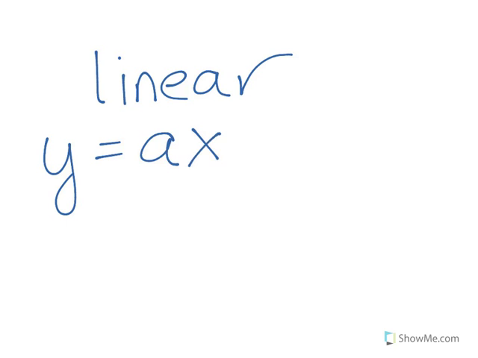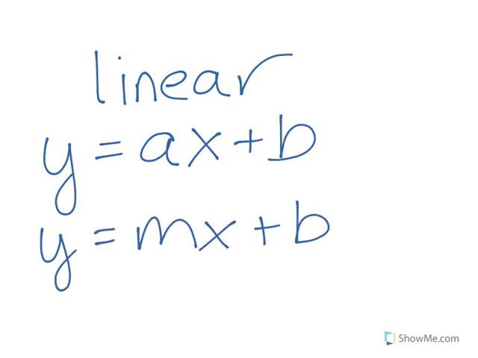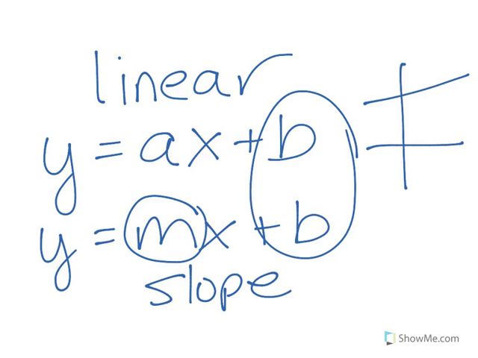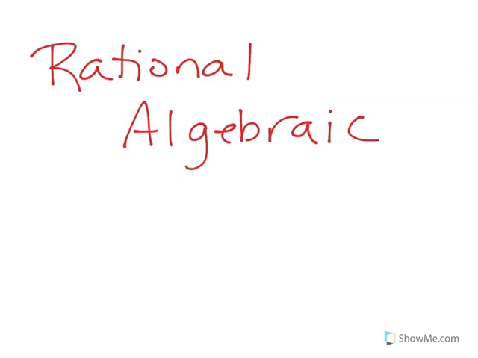I left off linear, L-I-N-E-A-R, which is y equals ax plus b, or y equals mx plus b, where m is the slope and b is the y-intercept. And a linear equation can appear in any part on the graph. Now I'm going quick, but I think it's okay.